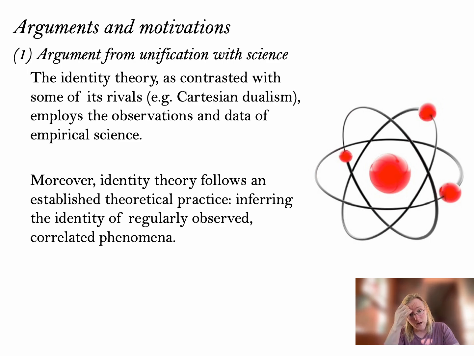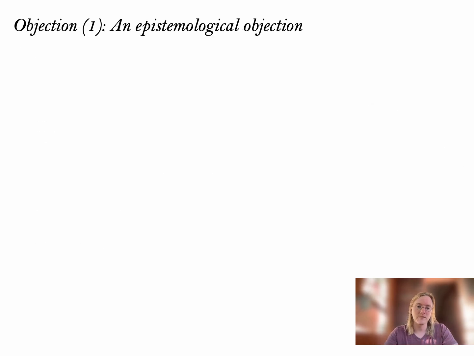And moreover, identity theory follows an established theoretical scientific practice, which is inferring the identity of regularly observed correlated phenomena. So it's not just consistent with science, it's also following in the footsteps of that kind of practice. But there are some objections.